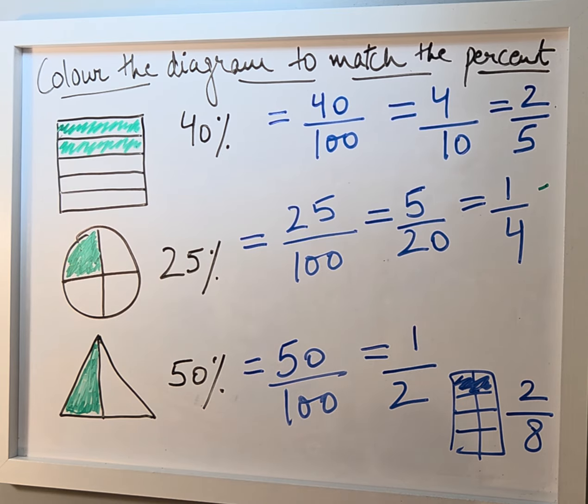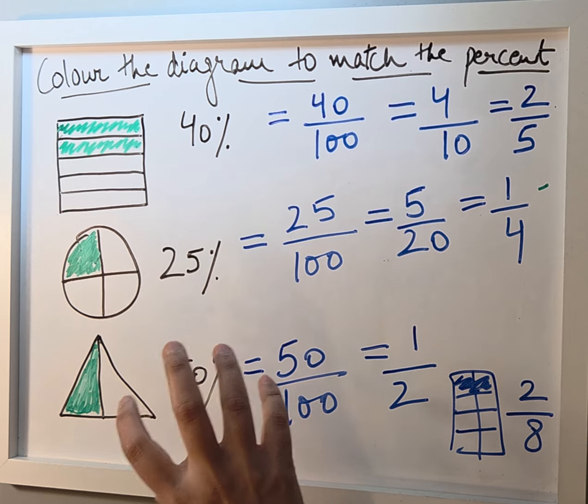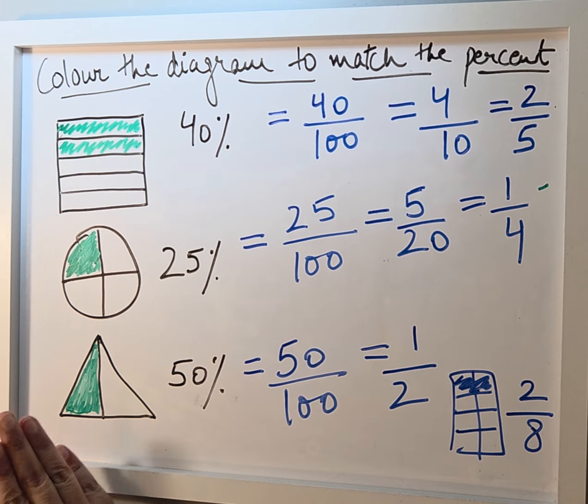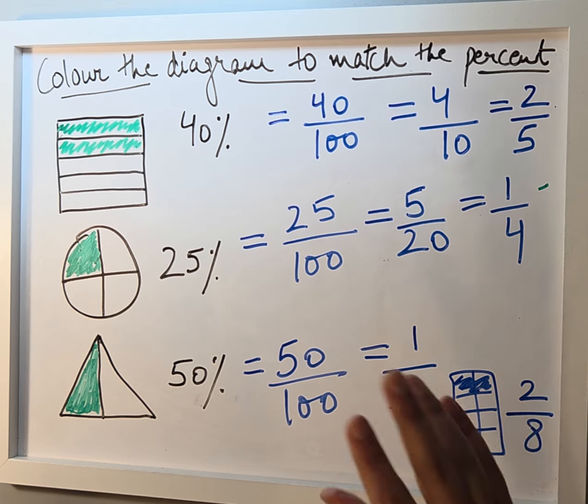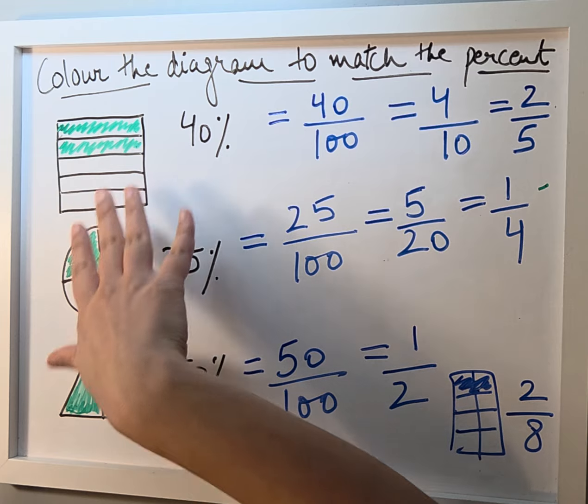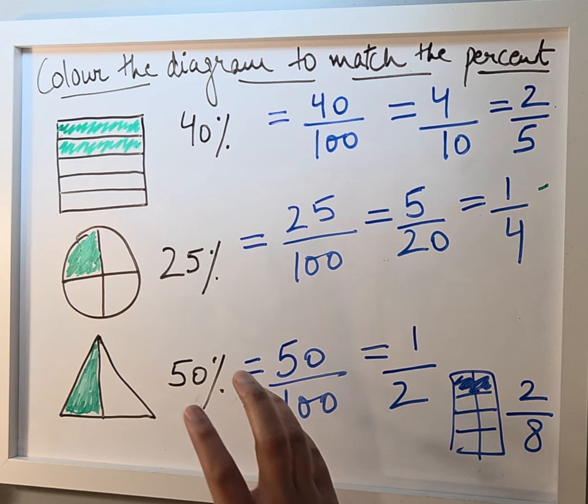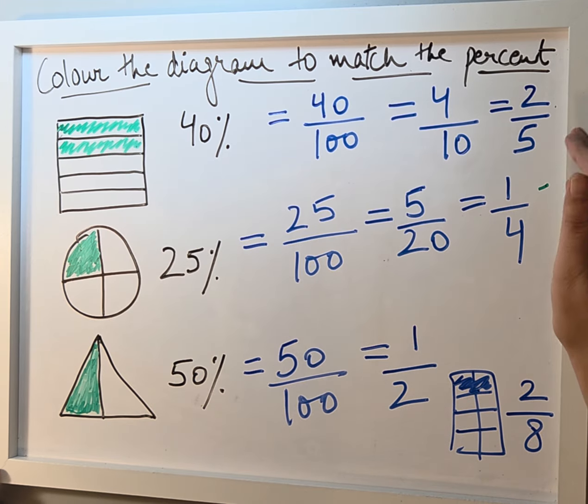I hope it is clear how we represent percentages in the form of diagrams. We need to take help of a little conversion into fractions and then reduce them into the simplest form to make it easier. Otherwise, if you have 4 out of 10, it's still a bit confusing what to color. But when we reduce it to the simplest form, it makes it easy.